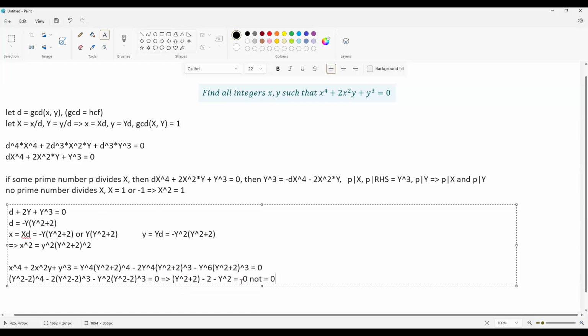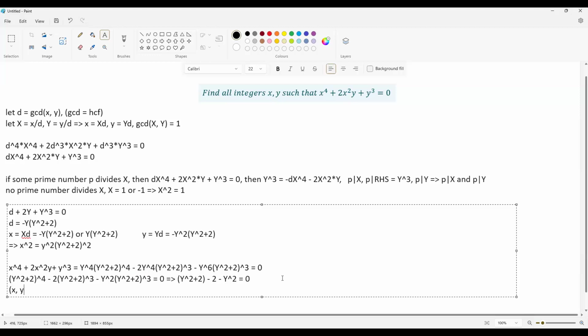0. And we're done. So xy is equal to plus or minus y times y squared plus 2. And y is equal to negative y squared plus 2. For any y, big Y.